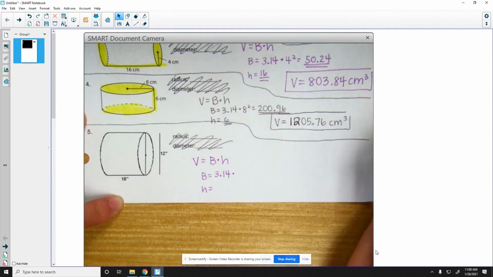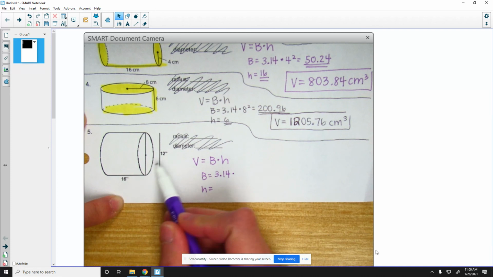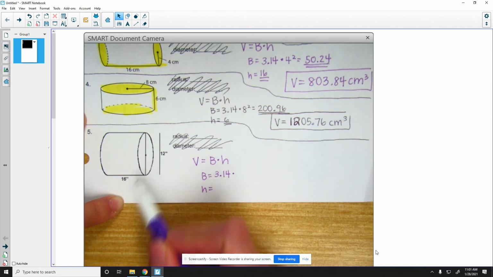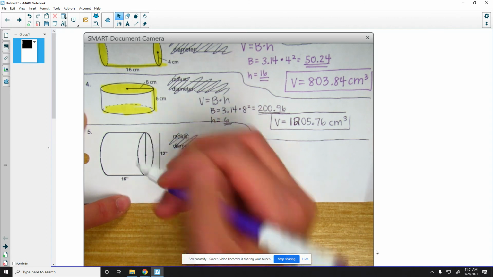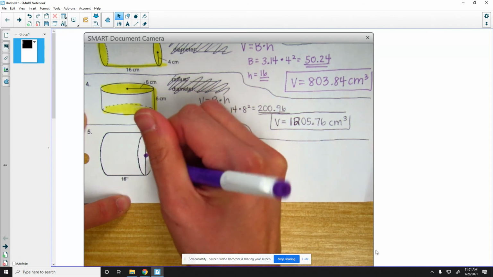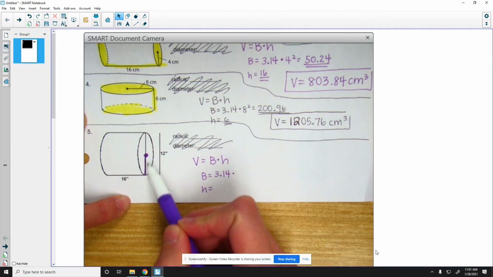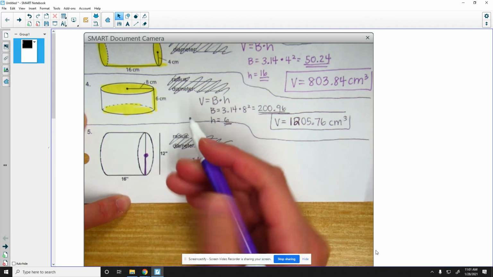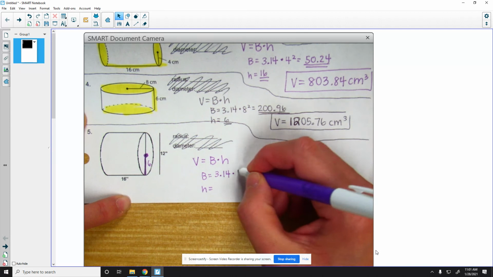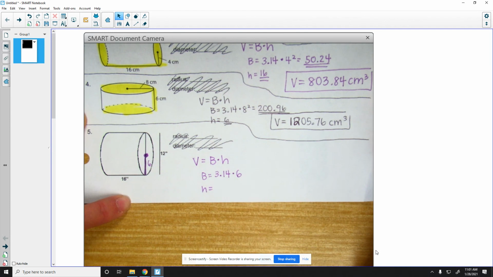3.14 times 6. I don't see a 6 here. How do you know it's 6? You're right. Yes. So do you see what Taylor said? Your radius is not 12. Don't be tricked. Your radius is not 12 because radius is the halfway line from the center to the side. So half of 12 is 6. So 3.14 times 6, is that my base? I think there's something else.